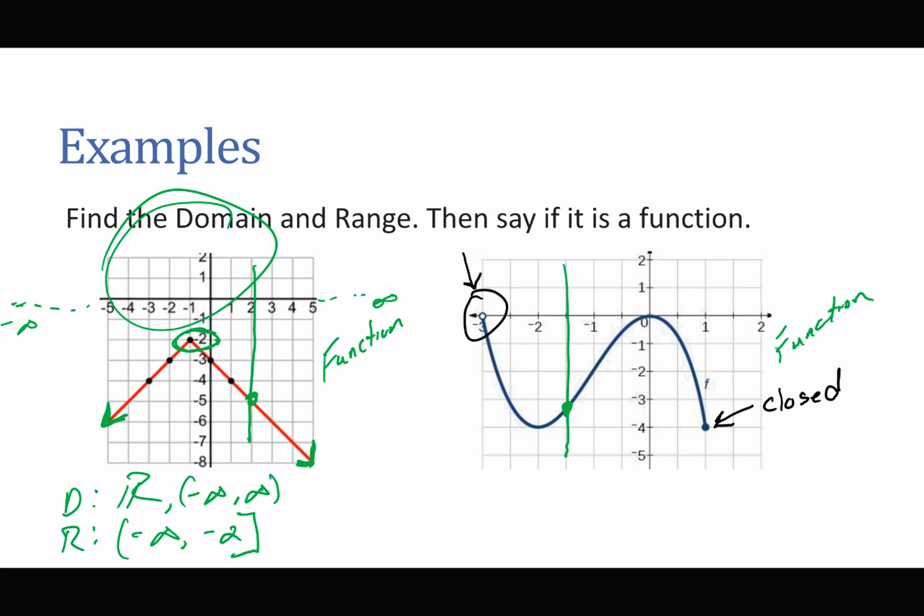It's saying, okay, it goes all the way up to -3, but it doesn't include -3, and it goes all the way out to an x value of 1, but it does include 1. So my domain on this one would be -3, not inclusive, all the way to 1, inclusive, because of the open versus closed circles.